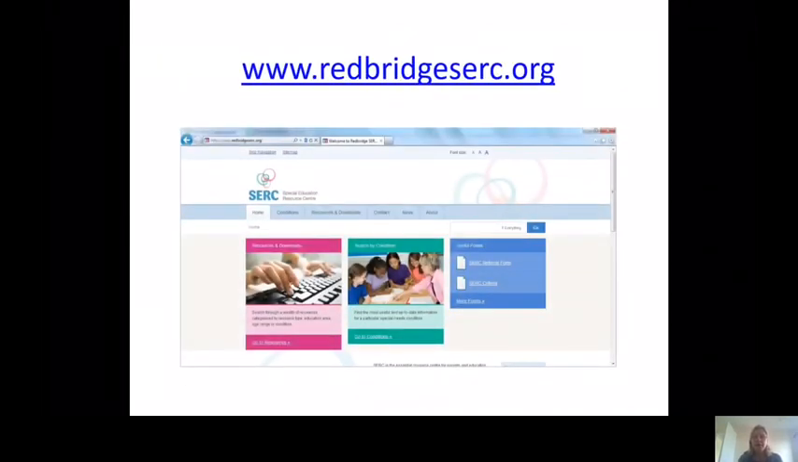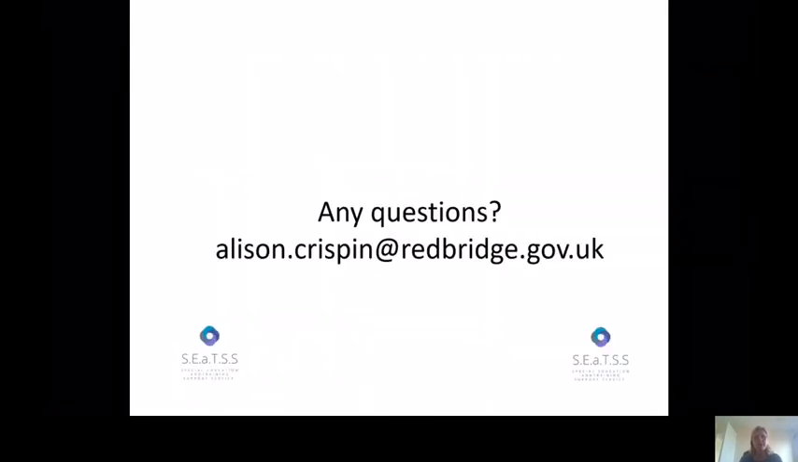In order to find these frequency and recording charts, go to the Redbridge CIRC website and look under resources and downloads and precision teach. Here there's lots of other information that you may find useful, but this is where you'll find a handout around precision teach that goes into all the details that I've explained today.